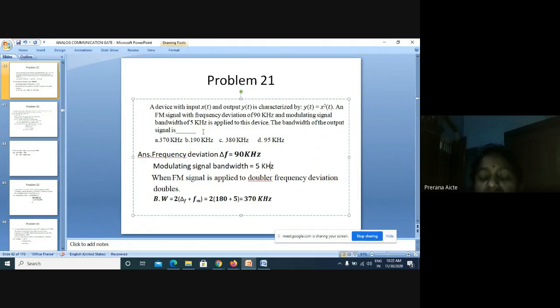That is 180. So you all know from Carson's rule, what is the bandwidth required for your FM? Bandwidth equal to 2 into del f plus fm. That means 2 into 180 plus 5, which is nothing but 370 kilohertz. When we find it, we'll get 370 kilohertz.